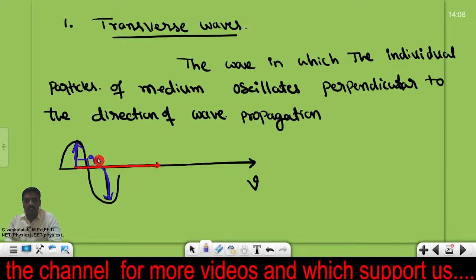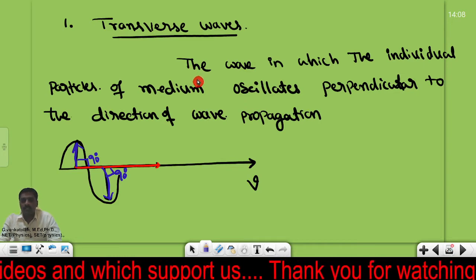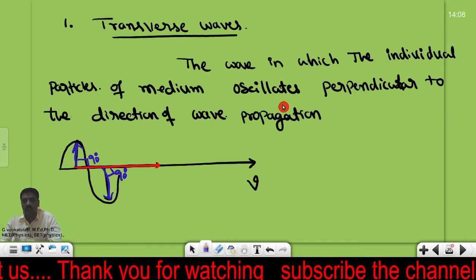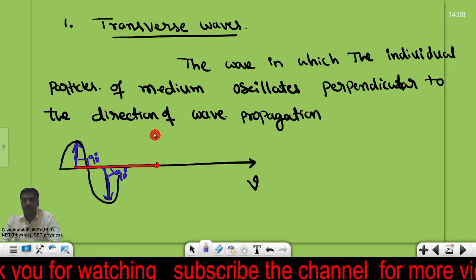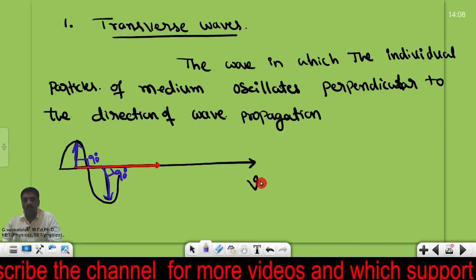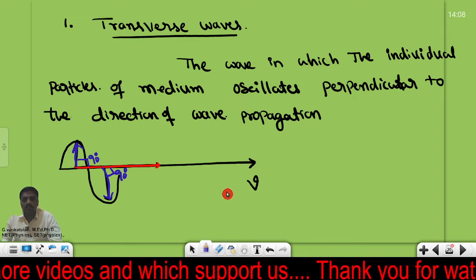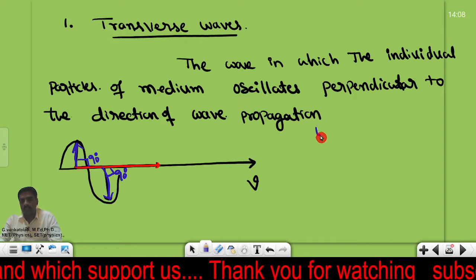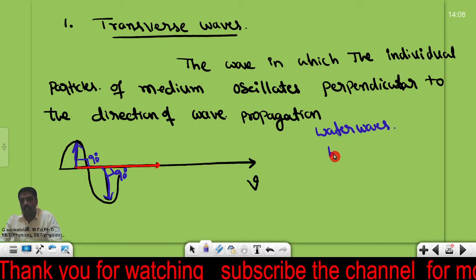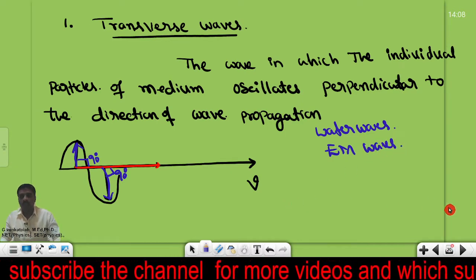Here there is 90 degrees. That's why that wave is named the transverse wave. That means the wave in which the individual particles of the medium oscillate perpendicular to the direction of the wave propagation is called a transverse wave. What are the examples? Water waves are transverse waves, and also electromagnetic waves, EM waves.